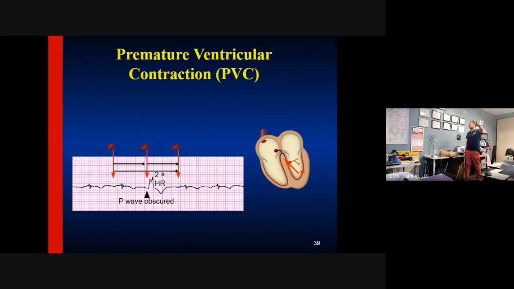Patients can syncopize if too many of these PACs and PVCs occur in a row together. So think about grandma having 3 of these PVCs that occur in a row, interrupts her heart, interrupts her flow. Now grandma collapses on the ground or syncopizes at work. That's the reason why she's in the ED.